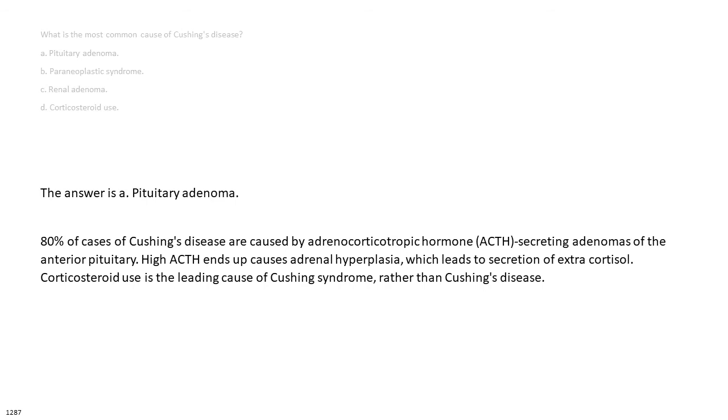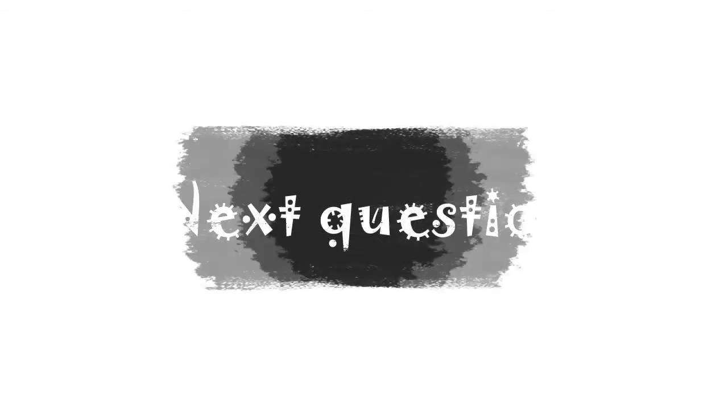80% of cases of Cushing's disease are caused by adrenocorticotropic hormone, ACTH-secreting adenomas of the anterior pituitary. High ACTH ends up causing adrenal hyperplasia, which leads to secretion of extra cortisol. Corticosteroid use is the leading cause of Cushing's syndrome, rather than Cushing's disease.